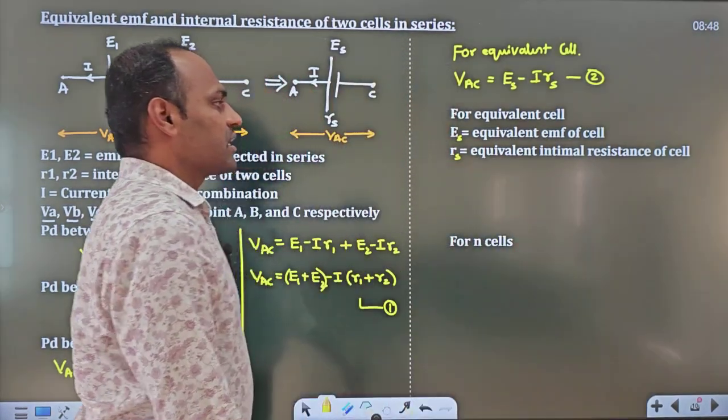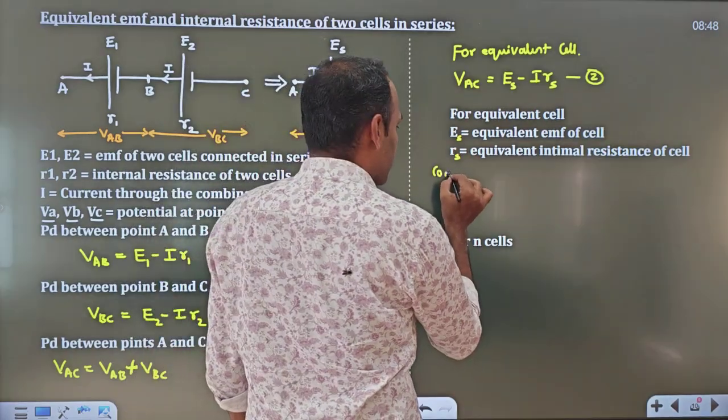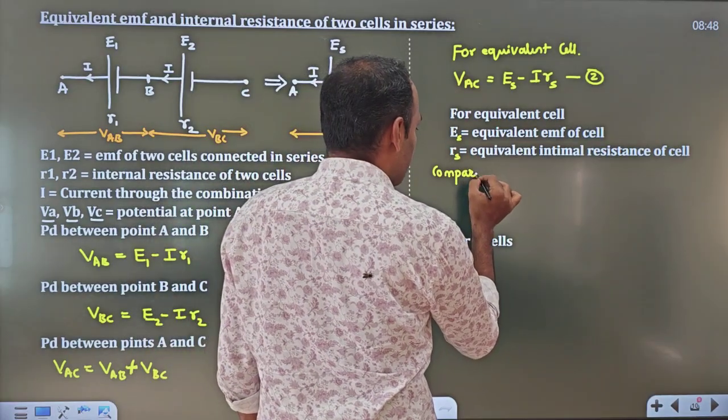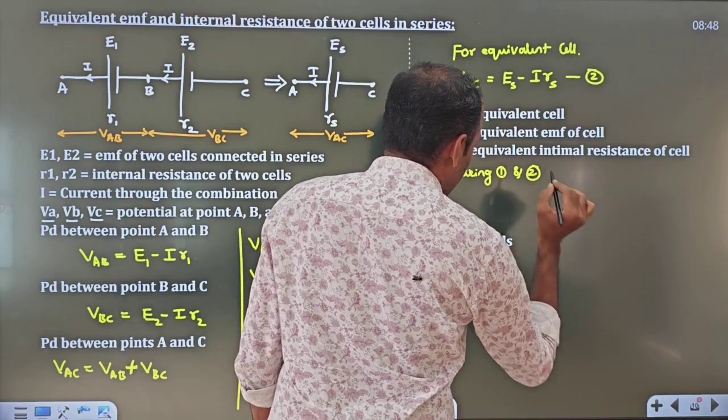Comparing both the equations, comparing equations 1 and 2.